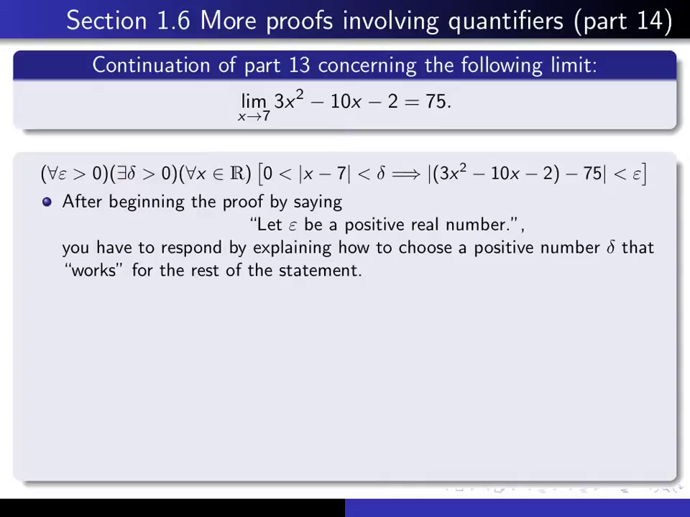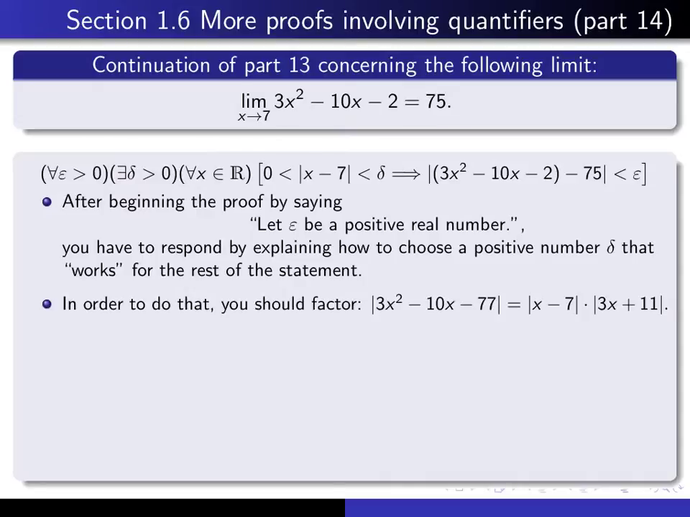So how should you do that? Well, the first step is to combine the 75 and the 2, and then to factor this. Just a word about the factorization of that. Since we know that the limit of this thing is really 75, it follows that when you plug x equal to 7 into this, it has to turn out to be 0. And that means that x minus 7 has to be one of the factors in the factorization.